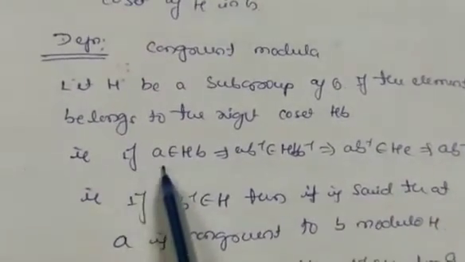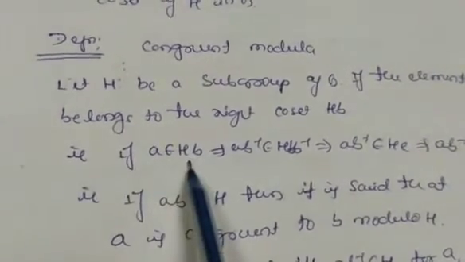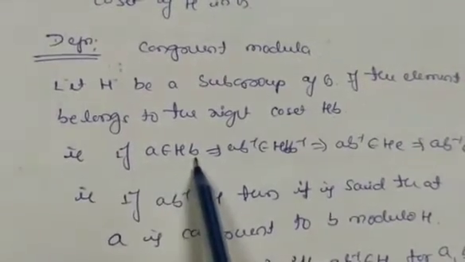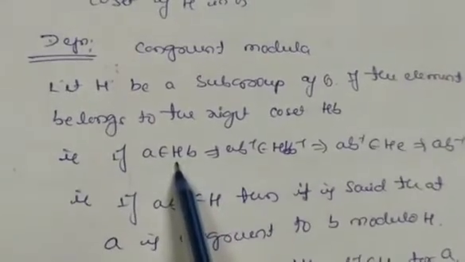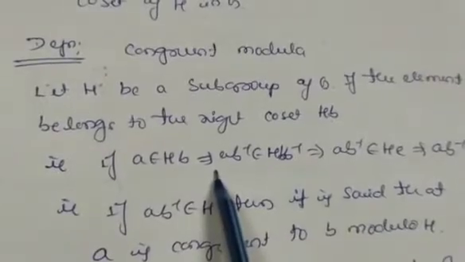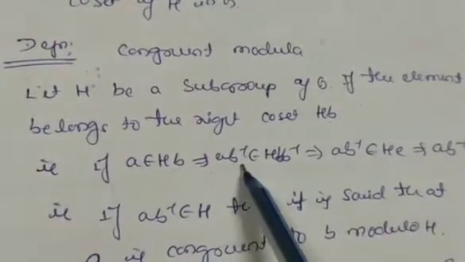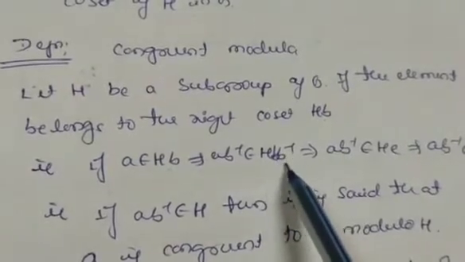That is, if a belongs to Hb, a is an element of G and it belongs to the right coset. Whether it is b or a doesn't matter here, it should be a right coset. So if a belongs to Hb, then this implies, let us operate b inverse on both sides, a b inverse belongs to H, b into b inverse.